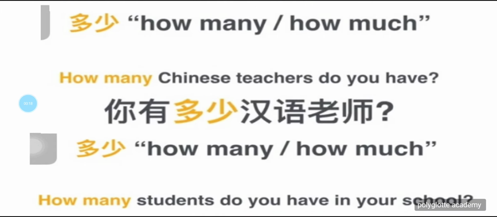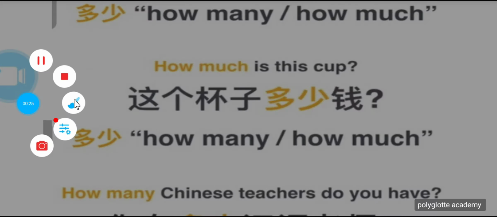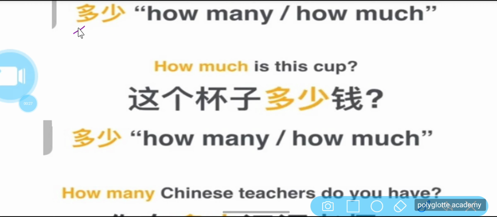So let's get started. In this video, we are going to be looking at a Chinese grammar point, 多少. For demonstration, 多少 means how many, how much. Now let's see how we can apply this grammar point.